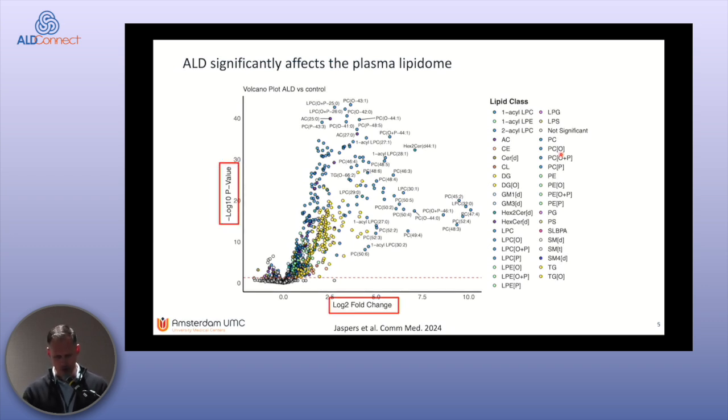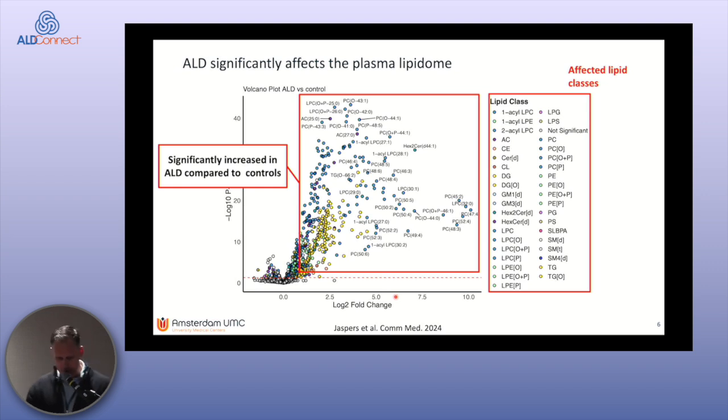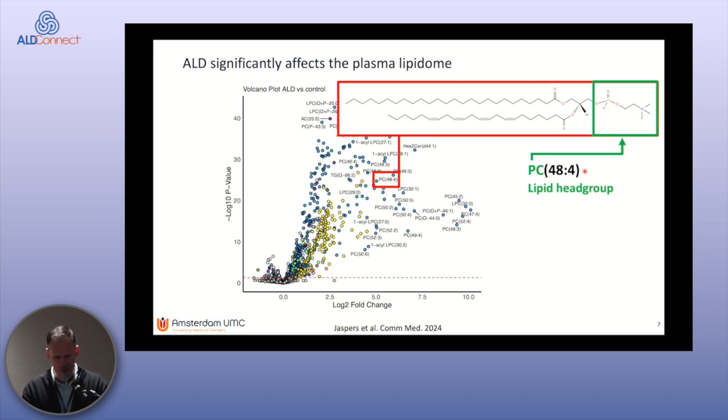So when we compare ALD to controls, this is what it looks like. This is a volcano plot showing significance on the y-axis and fold change on the x-axis, meaning that lipids in the top right here are significantly increased in ALD. And here on the right I show the lipid classes that are affected. And you can see it's quite a number of them. So taken together, this shows you that ALD really has a profound impact on the lipidome.